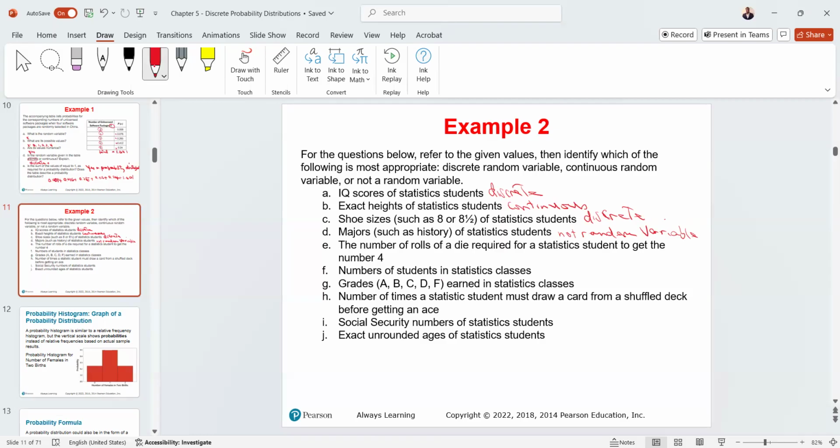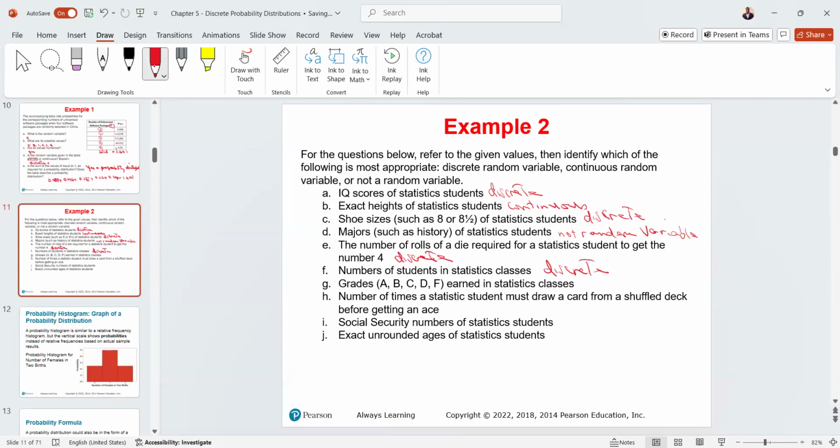The number of rolls of a die required for a statistics student to get the number 4. Well, to get the number 4, that is discrete because you know what you want. Number of students in a statistics class. Again, that would be discrete because it's a finite number.